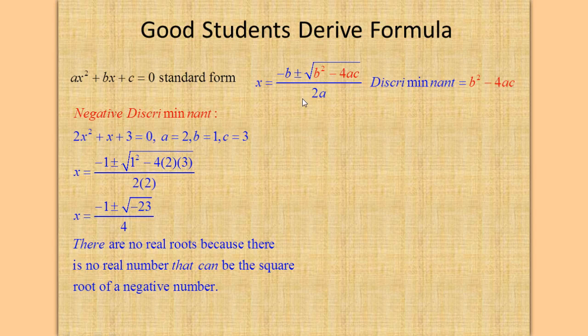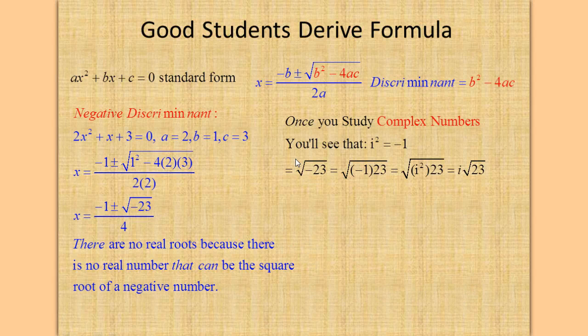Now we take our quadratic formula and plug in A, B, and C right there. Then we do the multiplication, and lo and behold, we come up with minus 1 plus or minus the square root of minus 23, divided by 4. There are no real roots because there is no real number that can be the square root of a negative number. So there are no real roots to this square root of minus 23. But this equation can be solved. It can be factored.